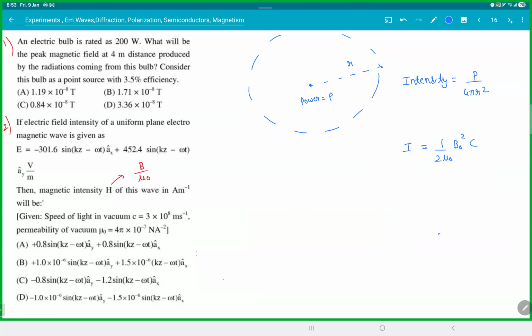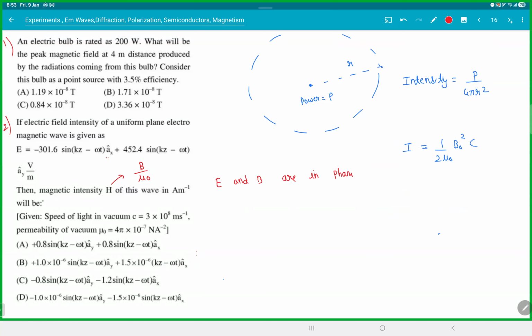But if you look at this, now there are two components here. Sine kz minus omega t, sine kz minus omega t. E and B will be in phase. E and B are in phase, meaning if these are sine, they also must be sine. Unfortunately, everything is in sine, so I can't eliminate anything with this. Great. Next thing, look at the first one.